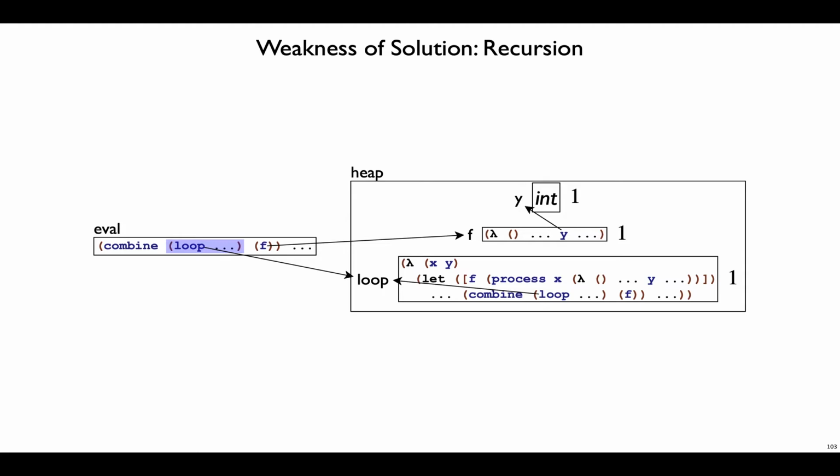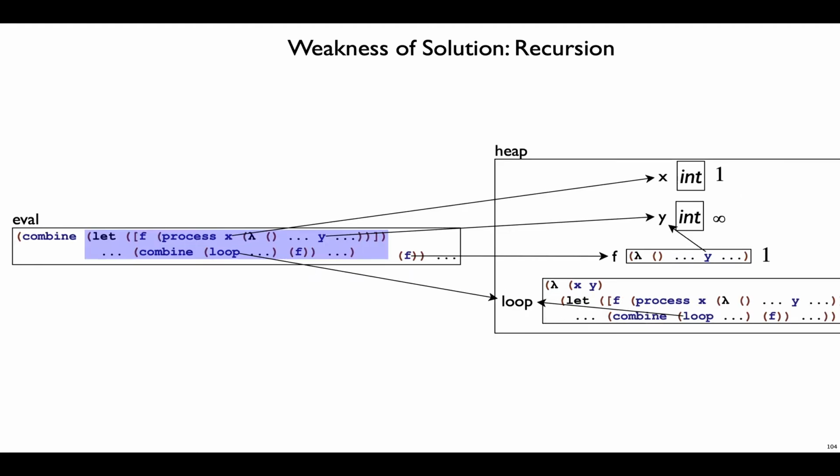As we enter the call to loop, two new bindings of x and y are made. Because there was not a previous binding of x in the heap, the binding for x has an abstract count of 1. However, because the binding of y existed in the heap already, the new and the old binding are merged, and the abstract count becomes infinity, indicating that it represents multiple concrete bindings.